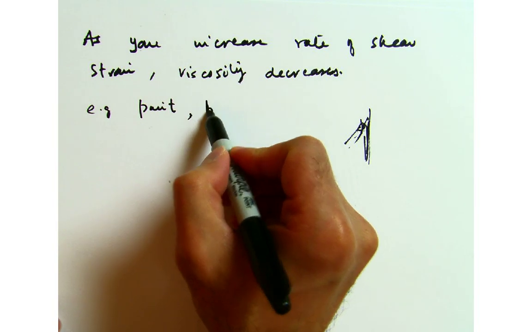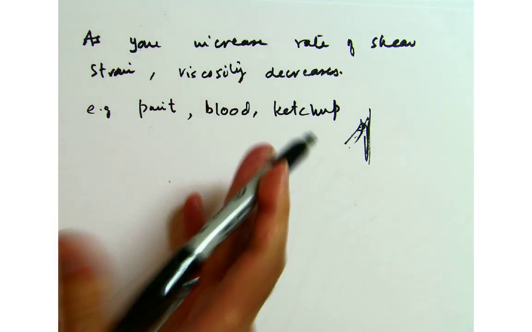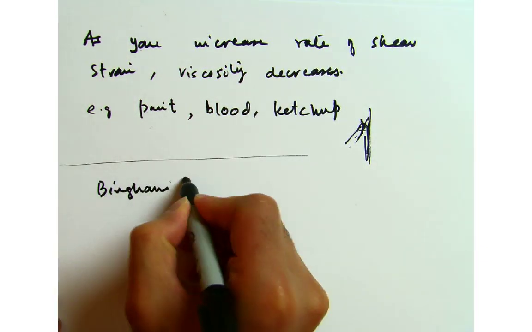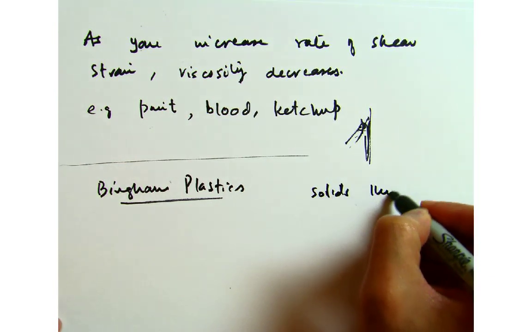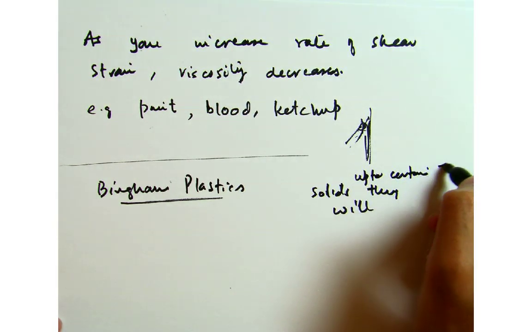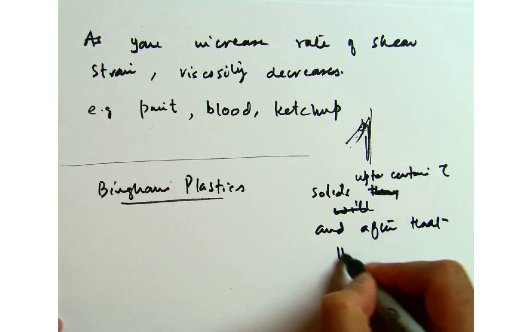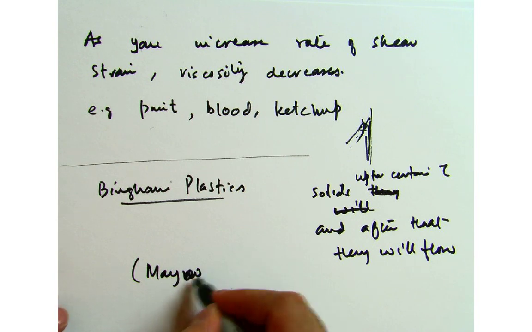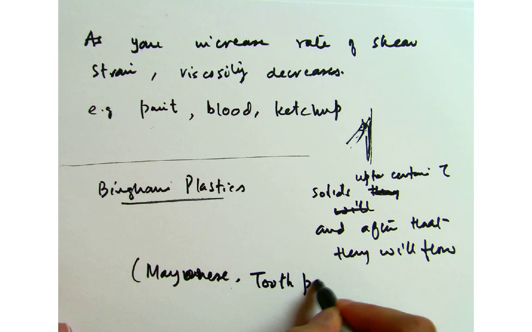Another example is blood. Then you have the ketchup example. As you try to move ketchup faster, if you increase the rate of shear strain, the viscosity decreases. The next one is Bingham plastics. They act as solids up to a certain shear stress, and after that they will flow. Some examples are mayonnaise and toothpaste.